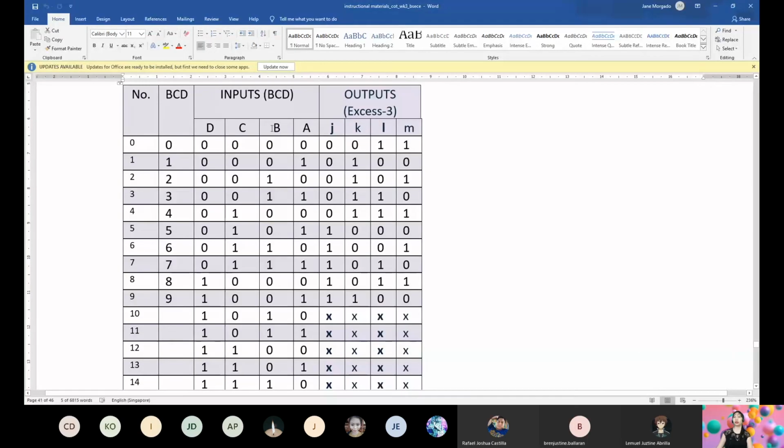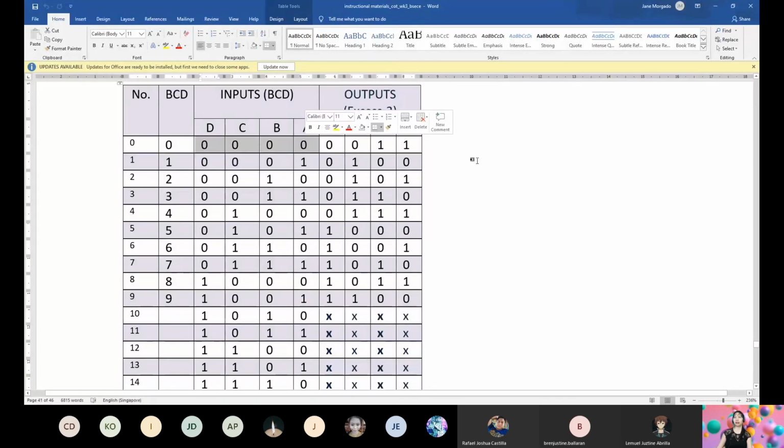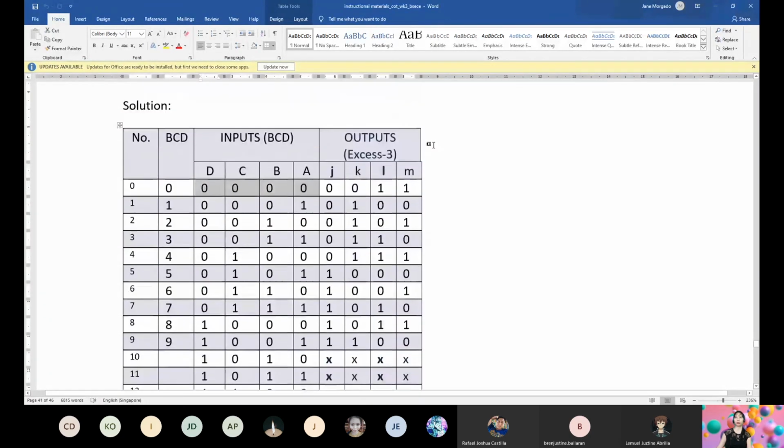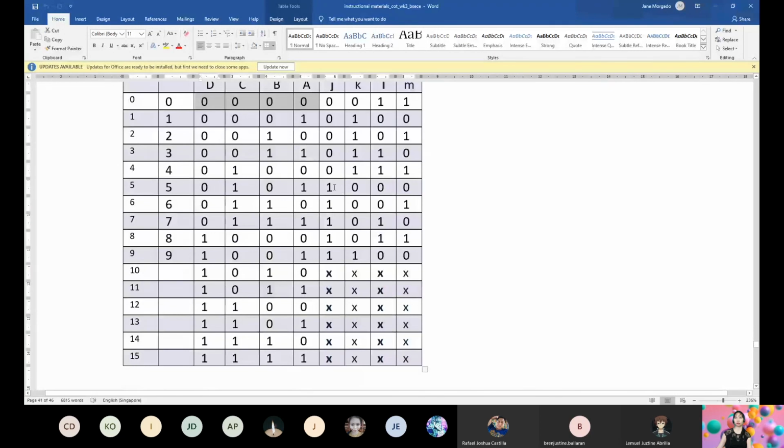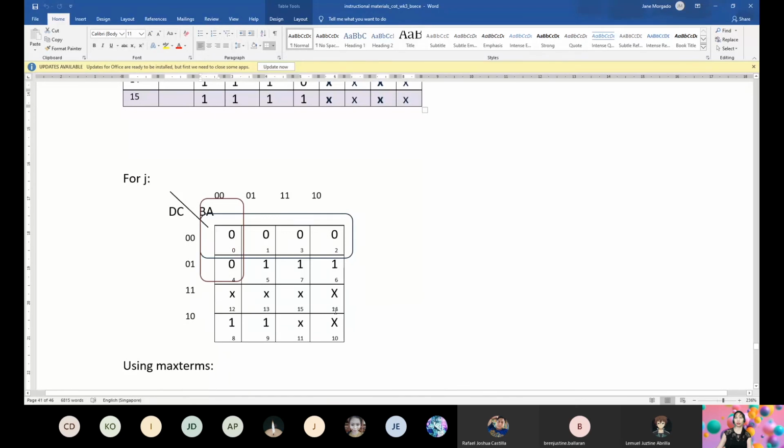Okay? So, here, we have BCD to excess 3. Ibig sabihin, whenever you have an input, ipa-plus 3 niya lang yun. So, dapat laging plus 3 yung outputs niya. So paano gagawin natin? You have 4 inputs, 4 outputs. 4 outputs means 4 circuits, 4 K-maps. So, for J, we have 1 from 5 to 9. The rest are X and 0. Nag-max term ako.